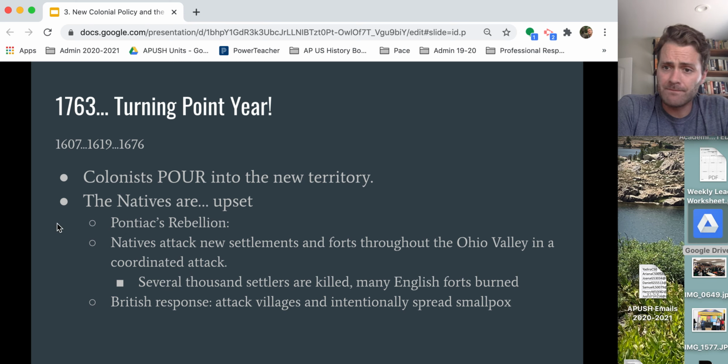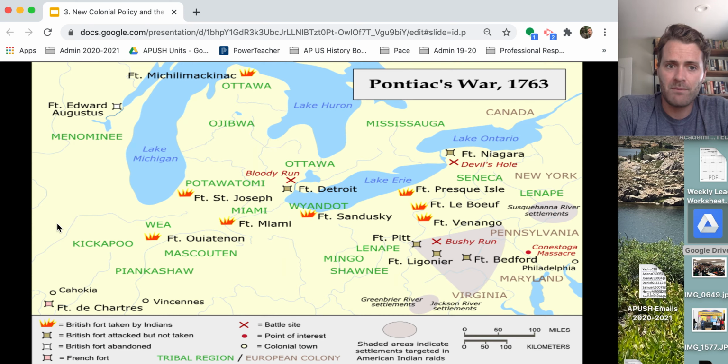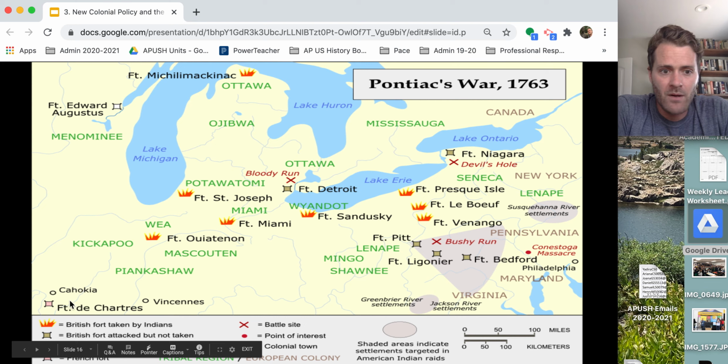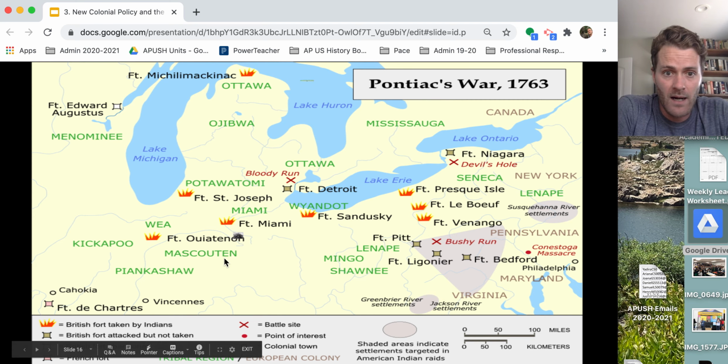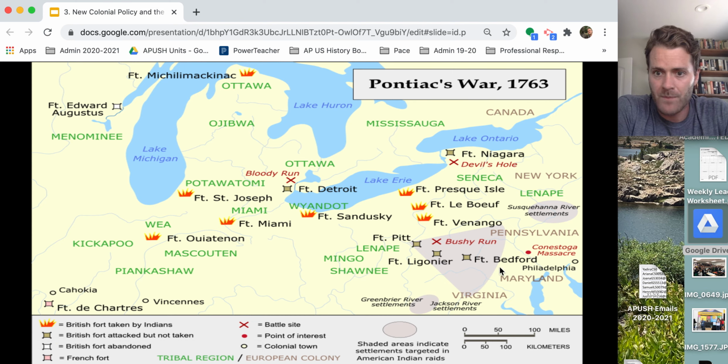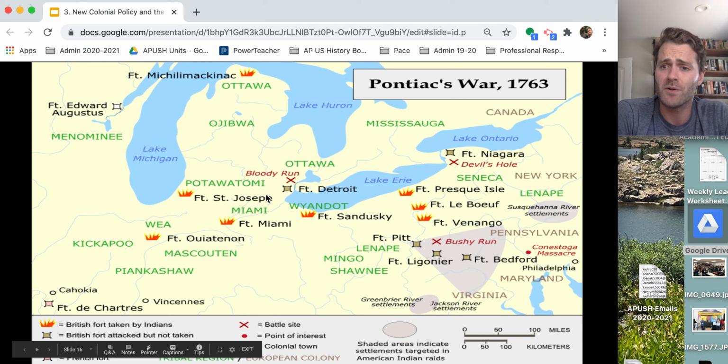So Pontiac's Rebellion is going to be an important turning point. That's what it looks like here. We see this is the whole Ohio River Valley. All these little fire symbols are British forts that are taken over by Native Americans. These other forts like Detroit and Fort Niagara, and these other three that are closer to Pennsylvania and Maryland, are going to be attacked by the natives. Other forts are going to be abandoned by the British, like this one up here, Fort Edward Augustus. So it doesn't go well for the colonists or the English. They have this new territory, they're spreading out to it, and the natives are like, no, you're not.